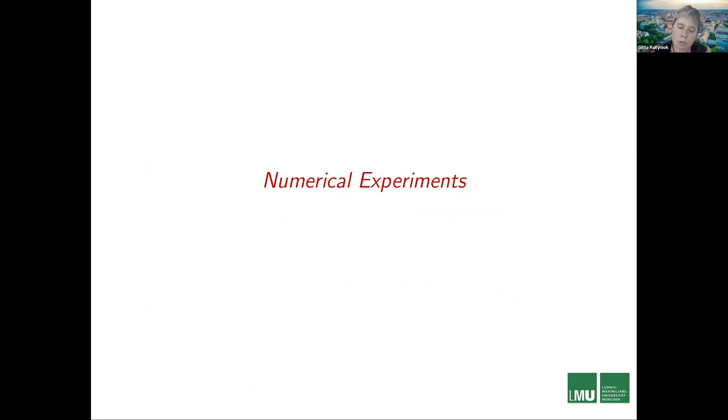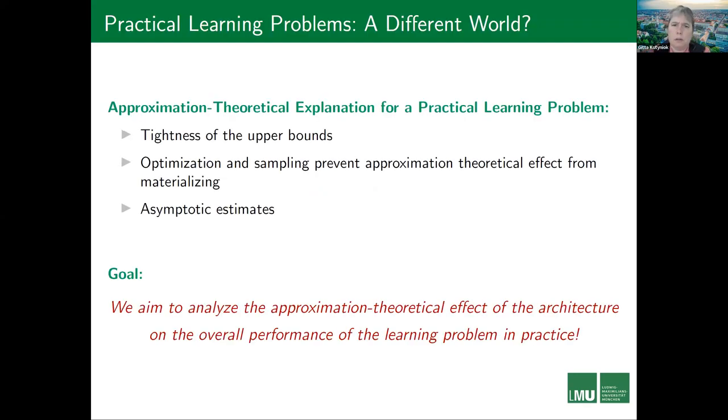So now let's look at some numerical experiments, because then the idea could be to analyze numerically how neural networks do for this task concerning the curse of dimensionality. So we have these approximation theoretic explanations, and the goal we aim for is to analyze whether this theoretical effect, which we just proved, can actually also be seen in the performance of the learning problem.